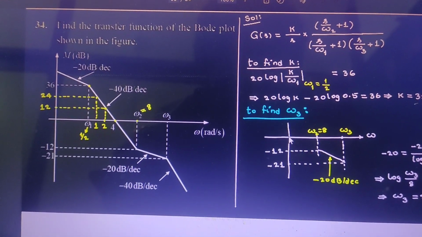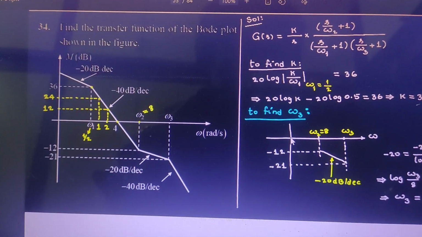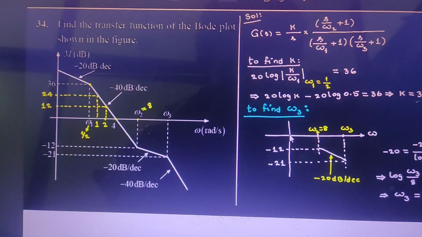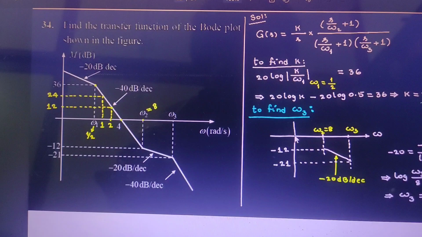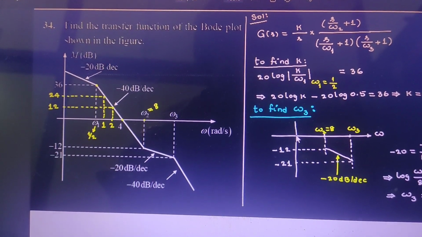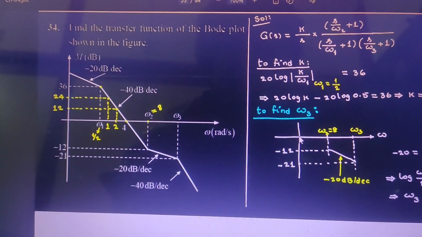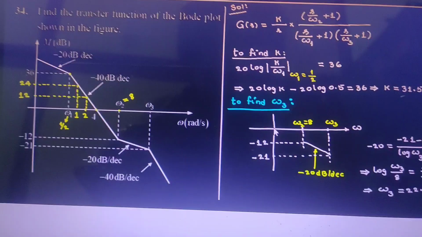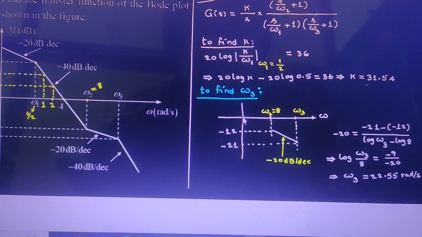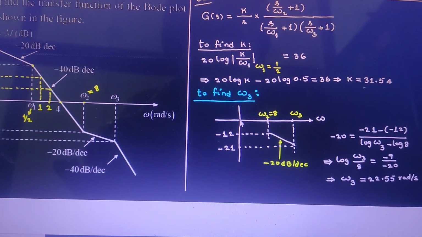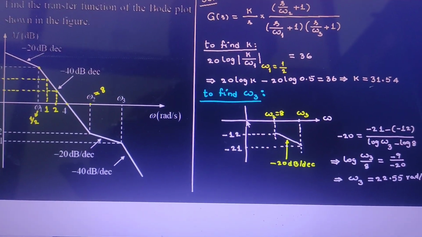And next, from 12 it is going to magnitude 0. Again 12 dB you are subtracting, so you will get 0 dB at omega equal to 4. From 0 it is going to minus 12. So again minus 12 dB is subtracted, and you multiply omega equal to 4 into 2. You will get omega equal to 8. And by using the slope formula, slope is equal to y2 minus y1 by x2 minus x1, and by using the log terms on the magnitude axis, you will get omega 3.